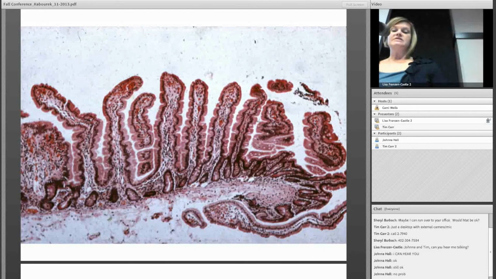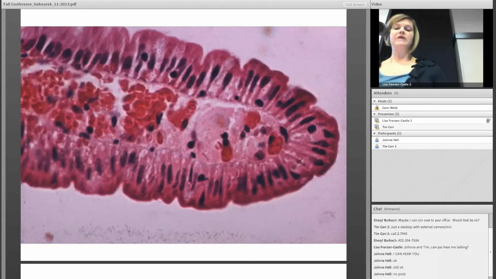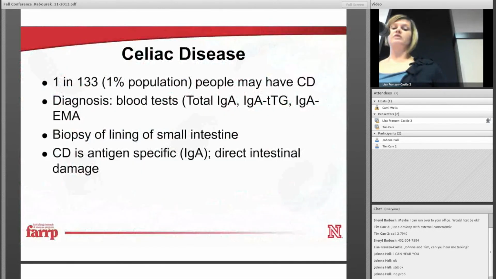So this is just a microscopic slide of a healthy microvilli. It helps sweep the nutrients in. It's nice and healthy and pink. And then this is an inflamed microvilli with celiac disease. You can see there's not spacing for the nutrients to filter in. So that's part of the reason you get malabsorption.